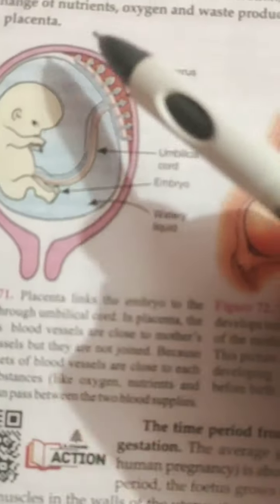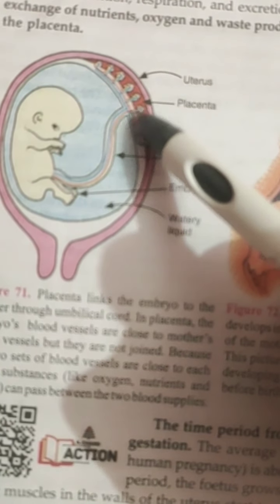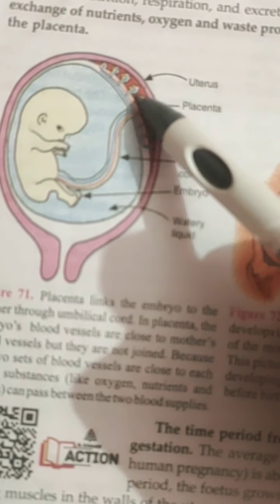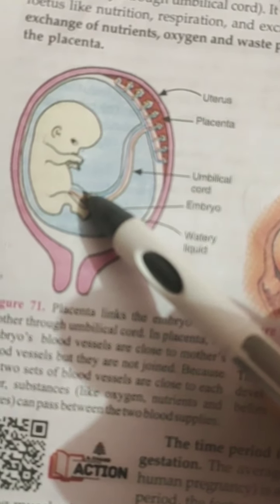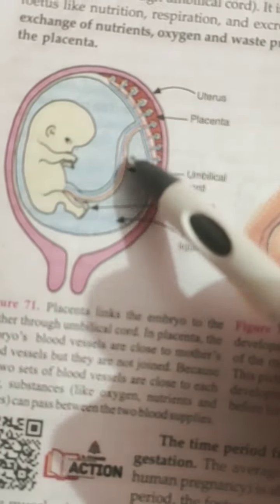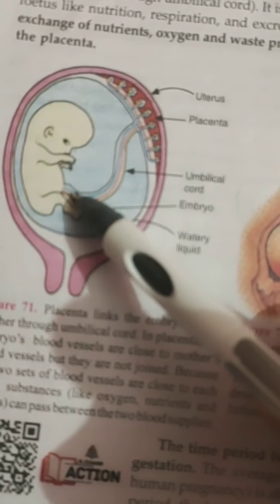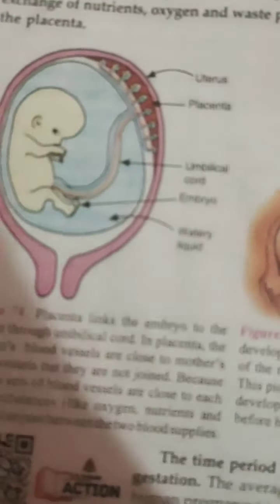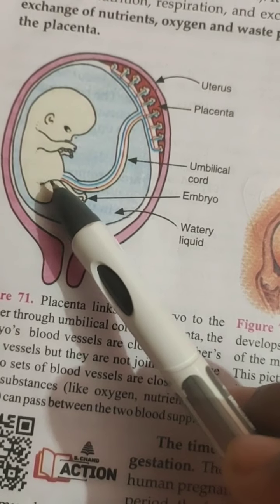Okay, so this is the diagram. This is the placenta, which will provide all the nutrition, and this is the uterus. The placenta is attached to the baby by what is called the umbilical cord. The baby gets all its nutrition with the help of the placenta, which is attached to the baby's navel through the umbilical cord. And this is the developing embryo, which has now become the fetus.